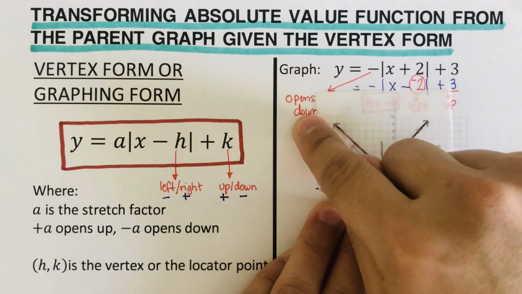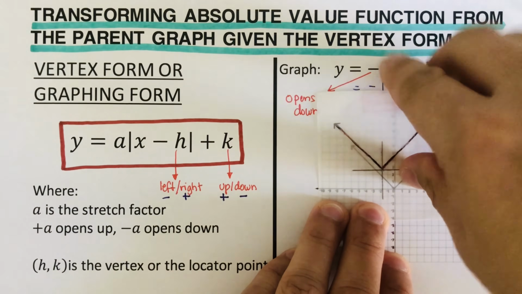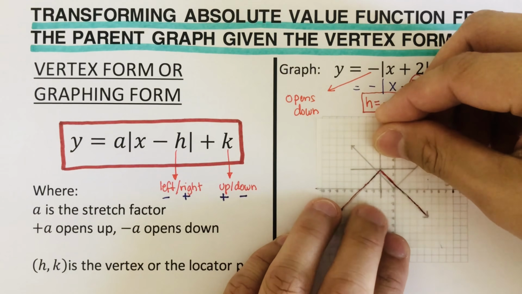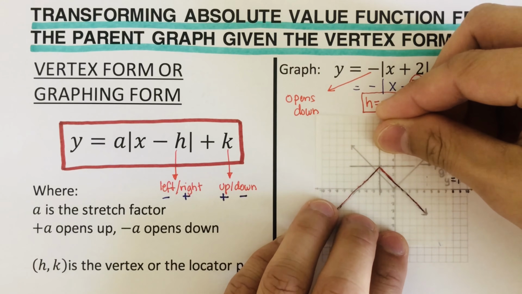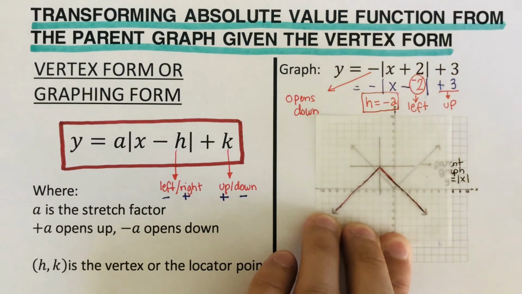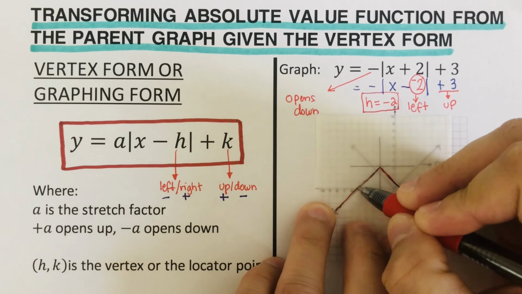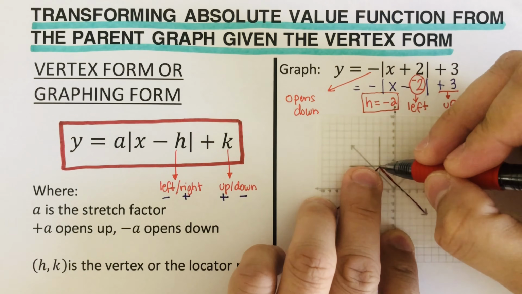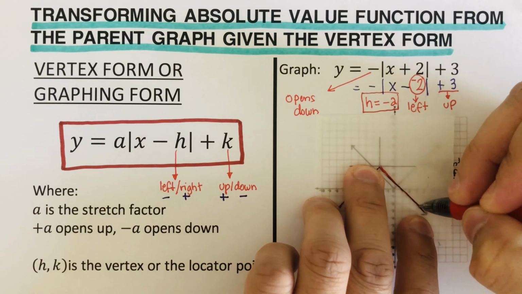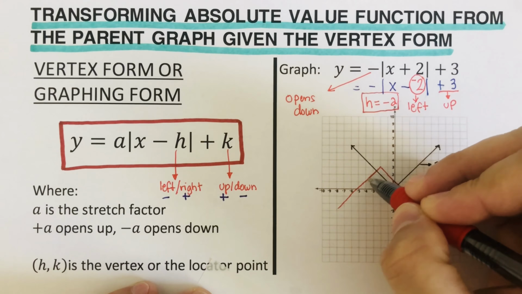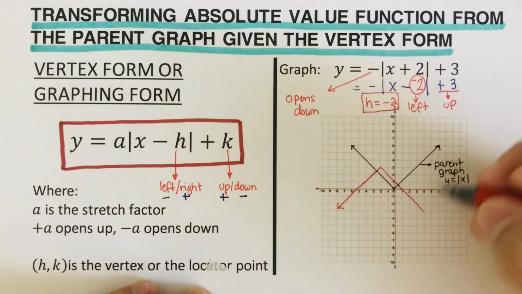And it says here that it is supposed to open down. So then I am going to open the absolute value graph downward. So then I am going to trace the graph right now. So let's trace this graph here. So this is the graph right here. So I will retrace it. So this is our translated graph.